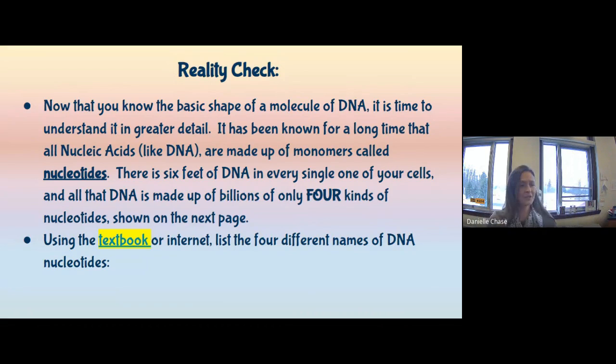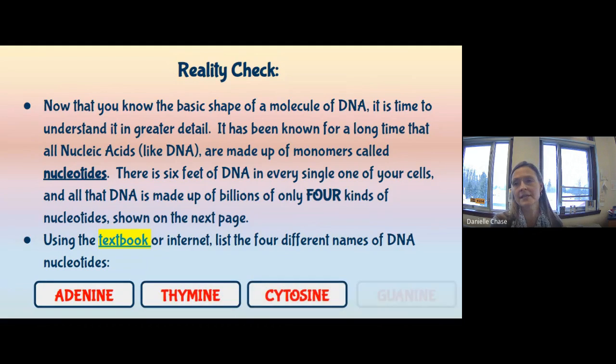Looks like you guys are good Googlers. So the 4 DNA nucleotides or bases are adenine, thymine, cytosine, and guanine. Those are the 4 that you should have found. Many times they're just shortened and we just use their first letter, A, T, G, C. But it's adenine, thymine, cytosine, guanine. You will need to know them. You will need to memorize them. Make sure you know how to spell them.